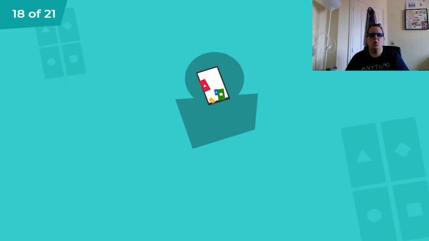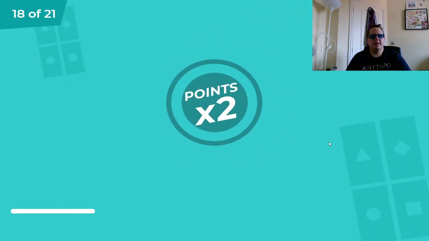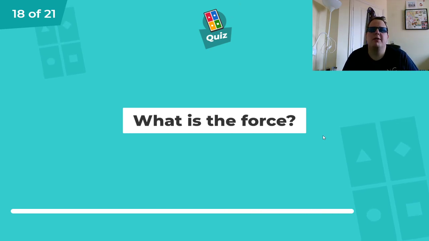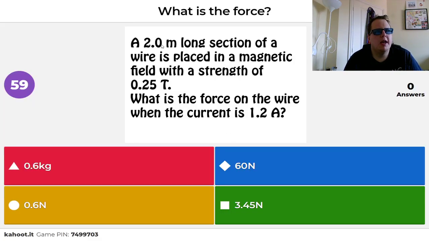Okay, so double points. What is the force? So have a read of this question. A 2 meter long wire is placed in a magnetic field of 0.25 Tesla. What is the force on the wire if the current is 1.2 amps?